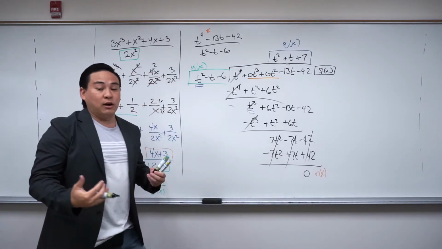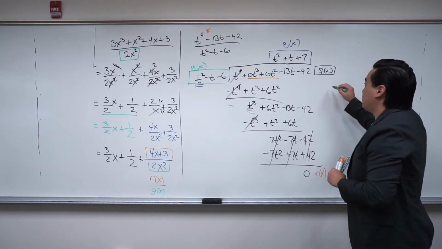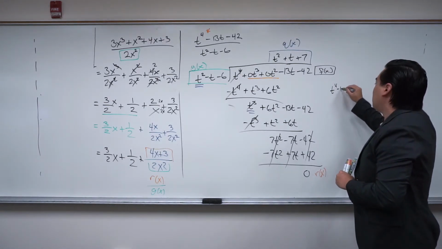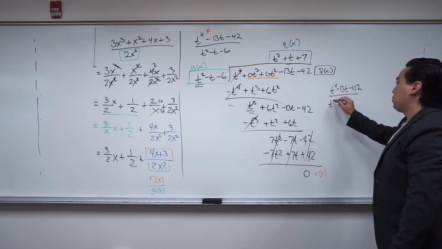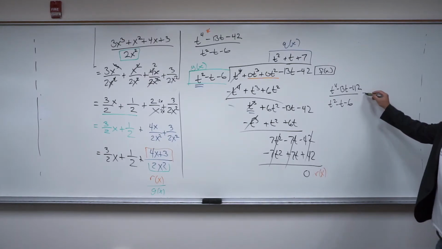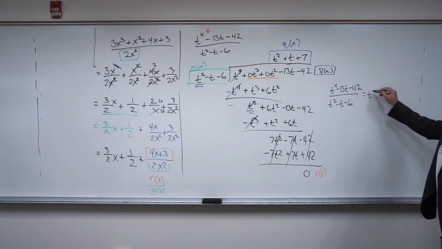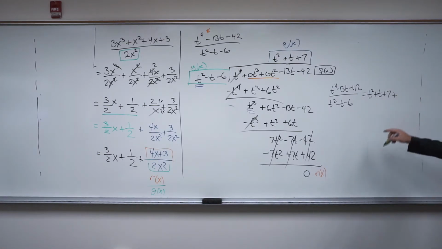Okay. So now we can write out the equation. It's f, which is going to be t to the 4th minus 13t minus 42 divided by t squared minus t minus 6. This is f over g is equal to q plus r, which is 0 over g of x.